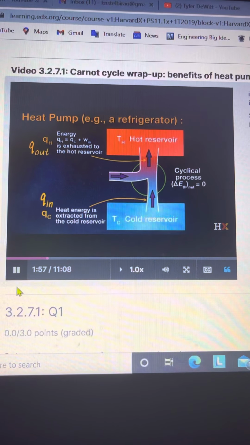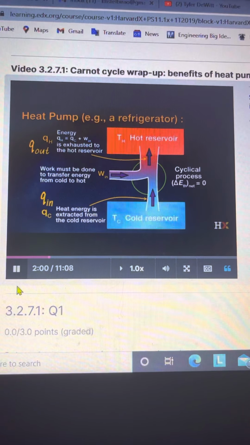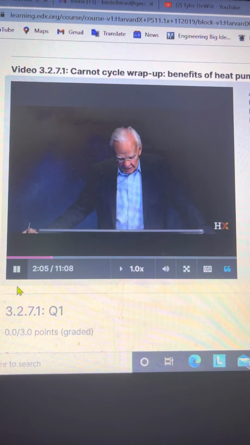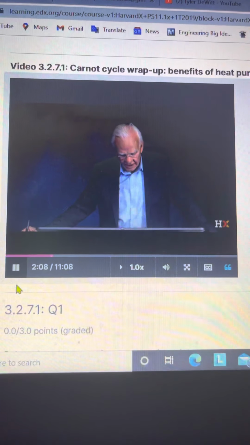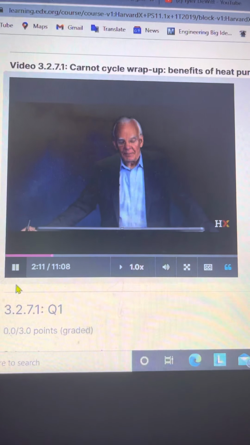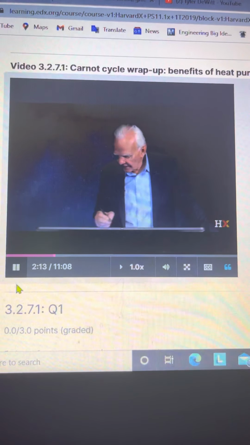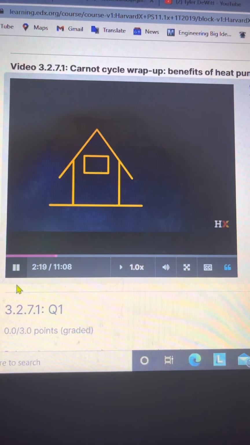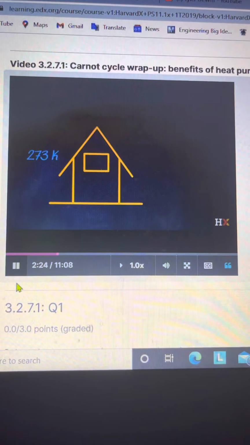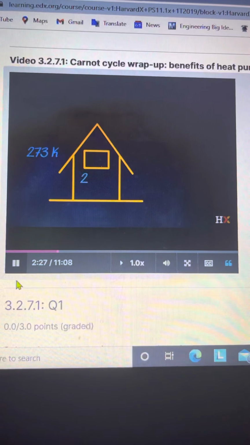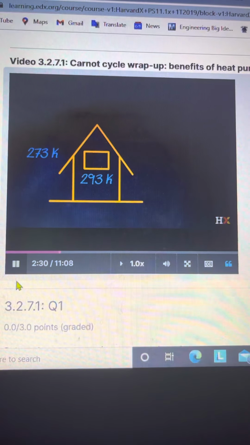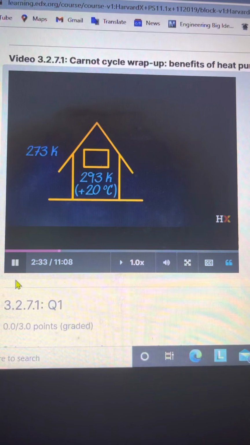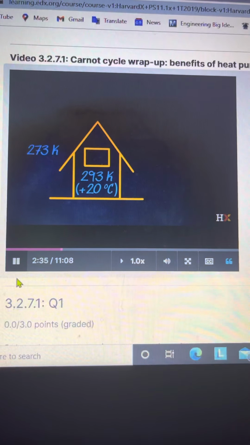The way we do that is that we put work in. So work isn't produced, work is put into the system to pump heat from the low temperature cold side to the warm side. But you can immediately see that if I have a house, which we're going to look at in just a moment, now let's suppose it's a cold day outside. Let's suppose we have 273 Kelvin air outside, but inside we want that temperature to be 293 Kelvin. That's plus 20 degrees Celsius. That's a very comfortable temperature.